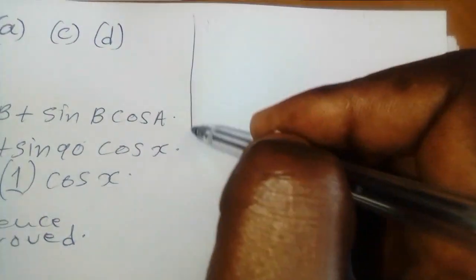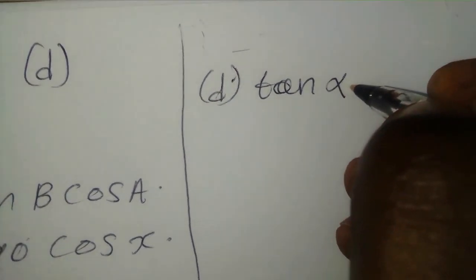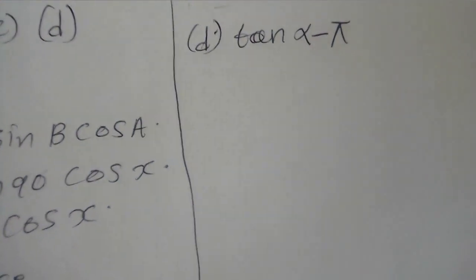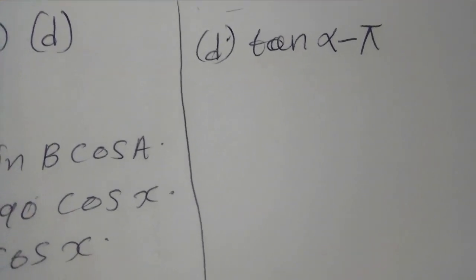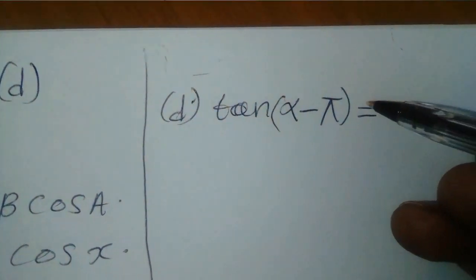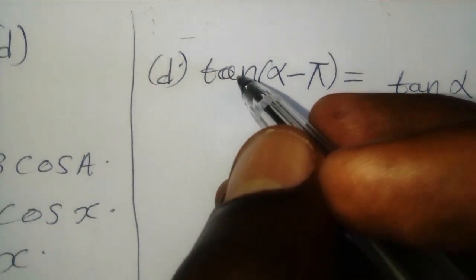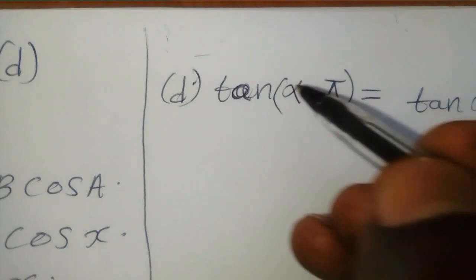So let me also answer D. D is saying tan alpha minus pi. They are telling us to show that it's equal to tan alpha. So this one, we also write the identity for tan.